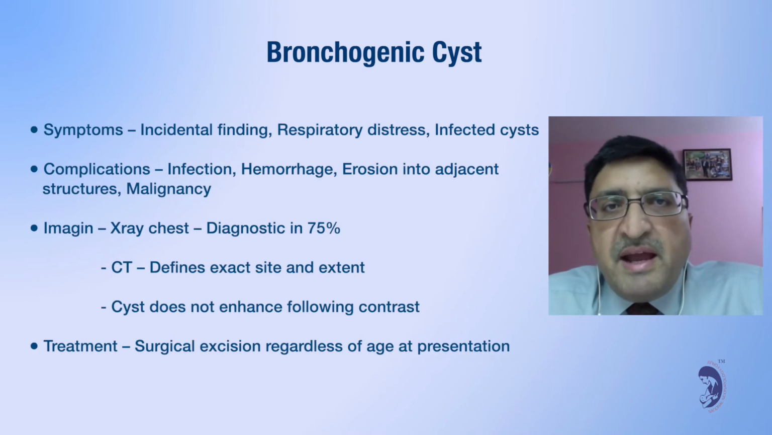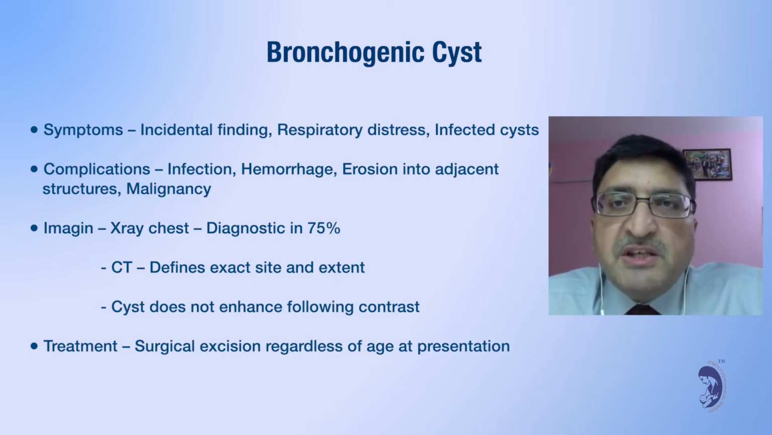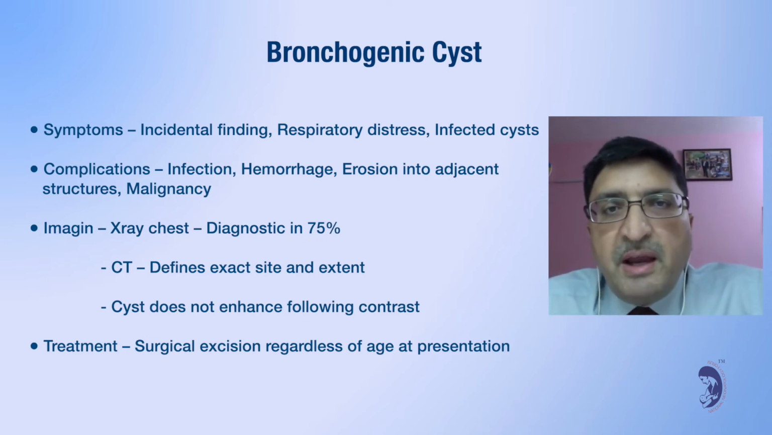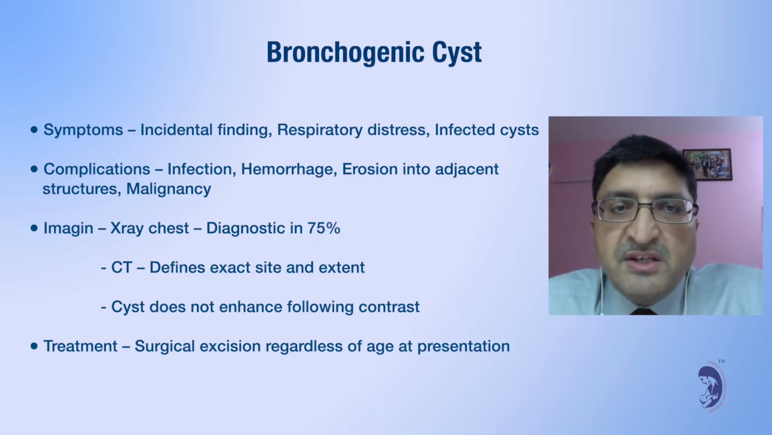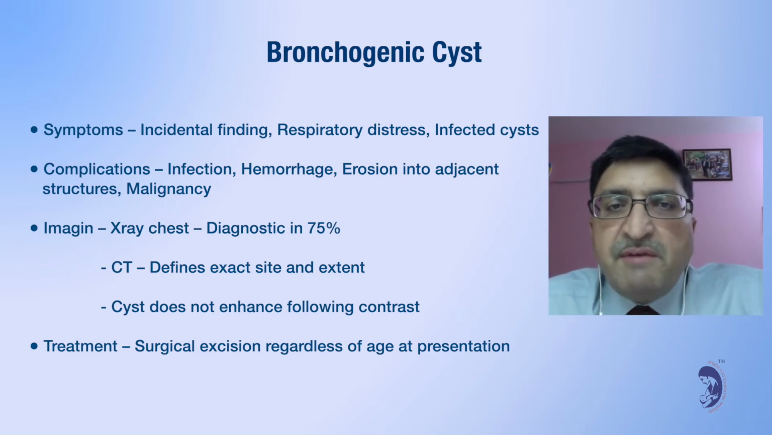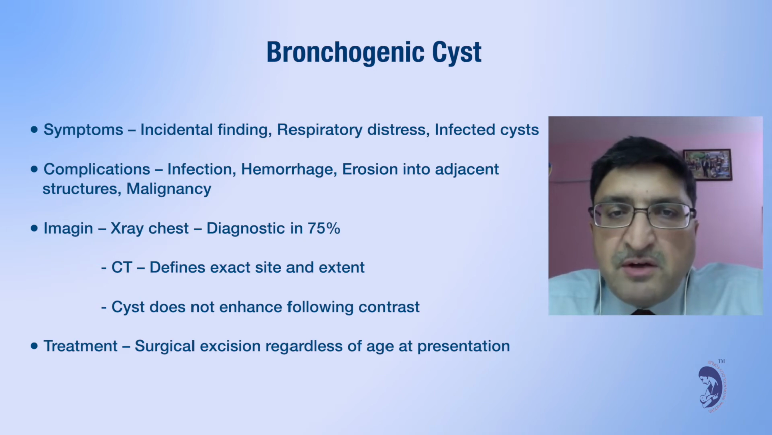It may be present as an incidental finding on an X-ray chest, which may be taken for an unrelated problem. They may sometimes present with respiratory distress or as infected cysts. Complications may be infection, hemorrhage, or erosion into the adjacent structures. Malignancy, although rare, has been reported in bronchogenic cysts. X-ray again is diagnostic in almost 75% of cases of bronchogenic cysts. CT scan is helpful in that it defines the exact site and the extent of the cyst.